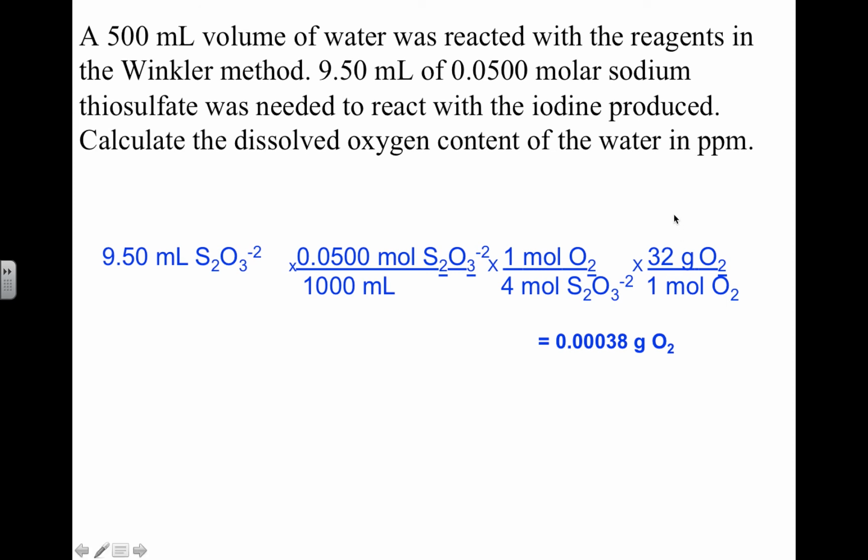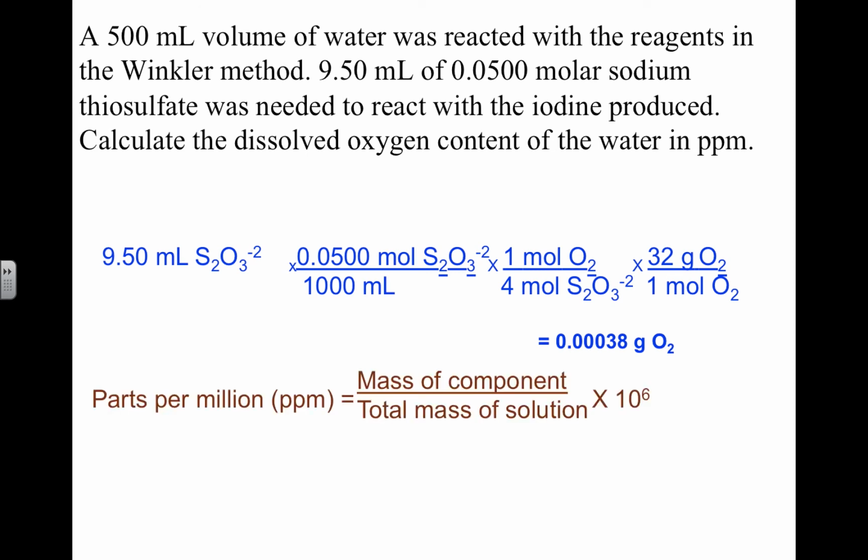Okay. By the way, you'll be given the equations. You don't have to have those equations memorized, but it's nice to have already seen that the mole ratio is 1:4 to simplify it, so you don't have like 5 mole ratios in here. Okay, so we have our grams of oxygen. We want to know parts per million. Well, here's our formula for parts per million. It's the mass of the component, here oxygen, over the total mass of the solution, and then we multiply it by a million.